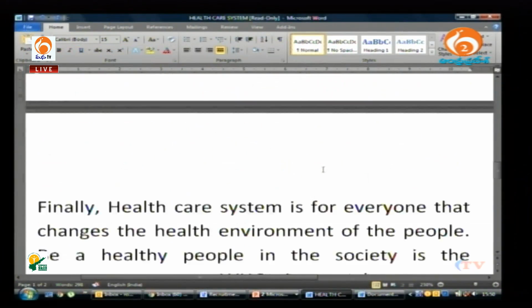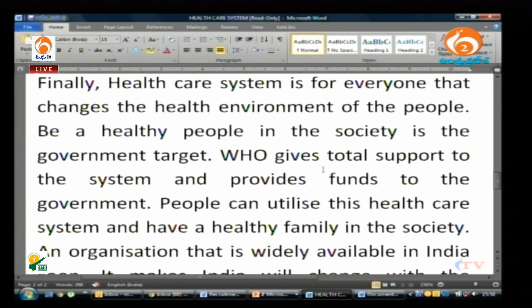Alright. So let's go further in this particular essay. Here it says finally healthcare. Now healthcare, everywhere it's one word. Healthcare system is for everyone that changes the health environment of the people. Now this sentence does not make sense. I did not understand what he is trying to say. Be a healthy people in the society.